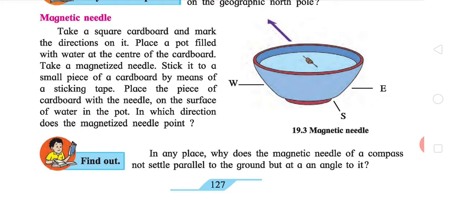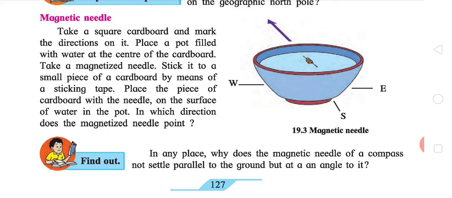Magnetic needle. Take a square cardboard and mark the directions on it. Place a pot filled with water at the center of the cardboard. Take a magnetized needle. Stick it to a small piece of cardboard by means of sticking tape. Place the piece of cardboard with the needle on the surface of the water in the pot. In which direction does the magnetized needle point?